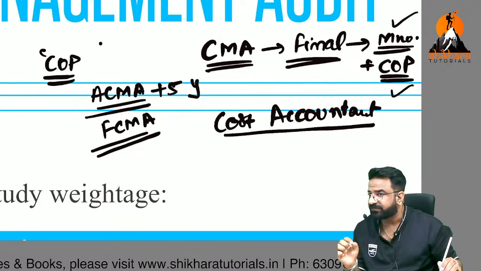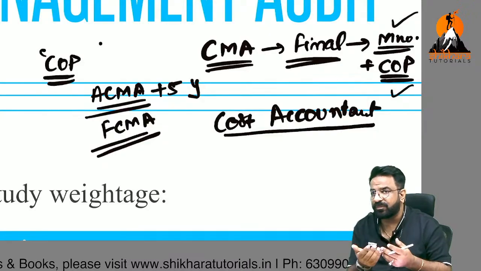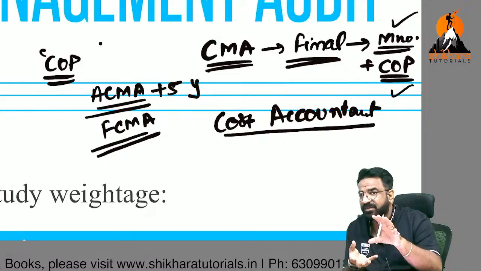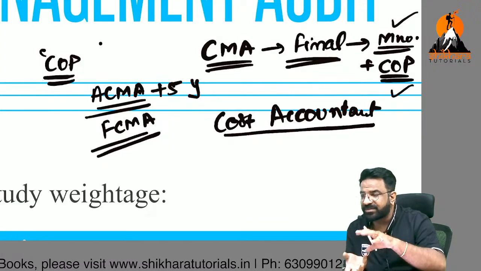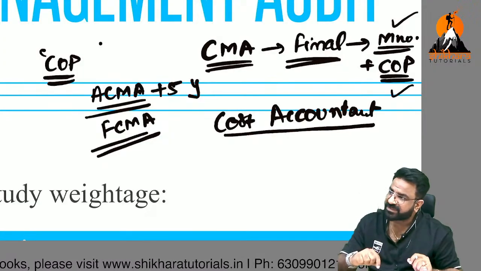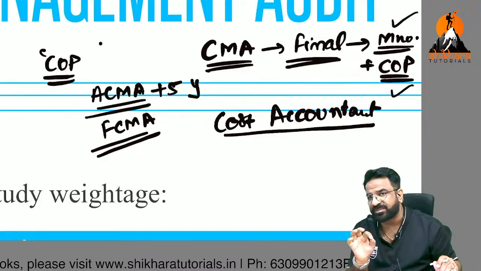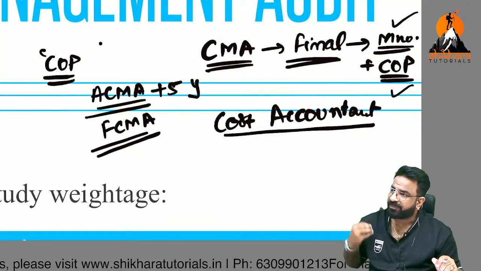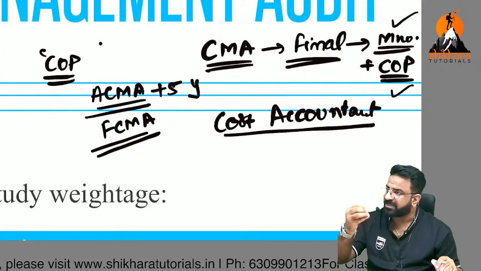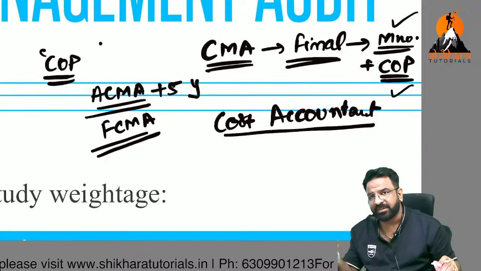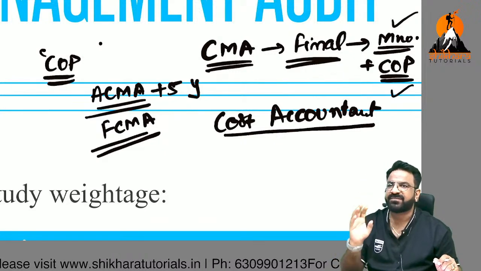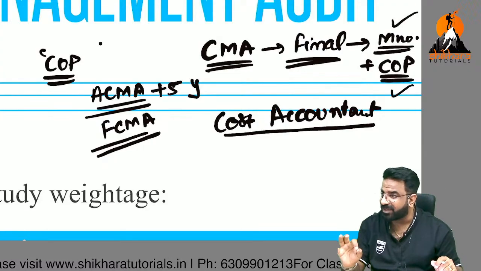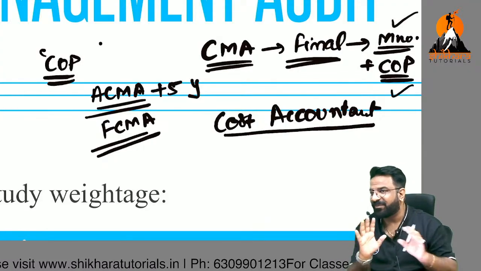When you hold a COP, you are called an Associate CMA. And once you complete 5 years of practice as an associate CMA, you call yourself a Fellow Cost and Management Accountant. And for that, you have to apply to the institute: yes, sir, I have completed my 5 years of practice, now please remove my name from ACMA and insert my name in FCMA. Is it clear or not? So this is what we mean by a cost accountant and a CMA. I hope I made myself very clear.